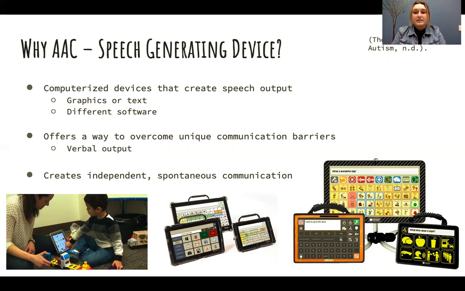And then speech generating devices offer a way for nonverbal and minimally verbal children with autism to overcome their unique communication barrier. And not only can they create sentences, but they have that verbal output as well, rather than just pointing. These devices can be as simple or as complex as the person needs. So it can have two words on it, like more or stop, or it can have 16 different things on one page. It all just depends on the person's needs. Using a speech generating device helps children with autism reach their goal of independent, spontaneous communication.